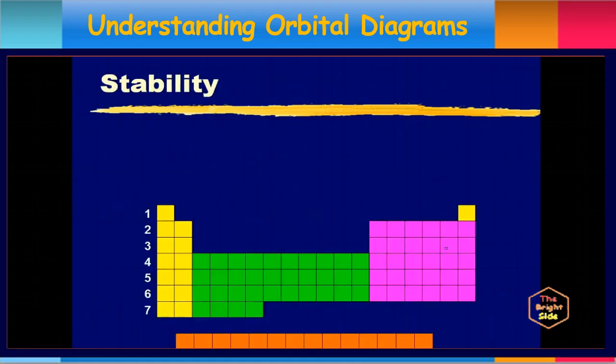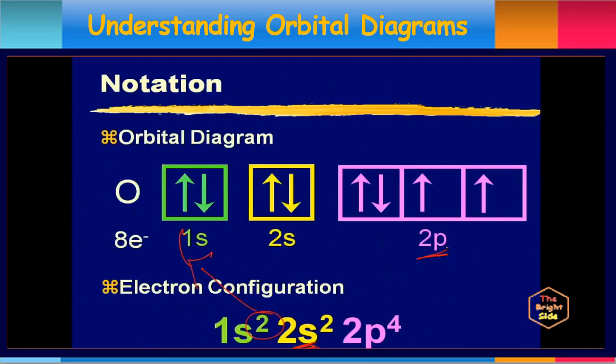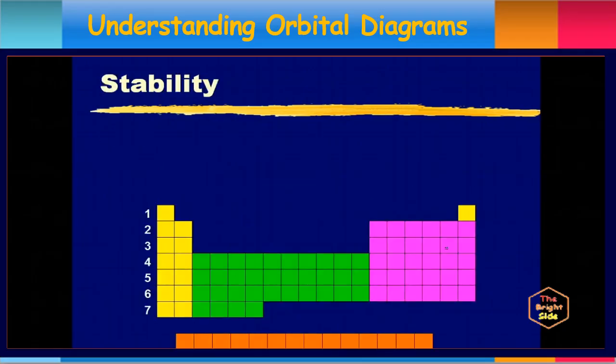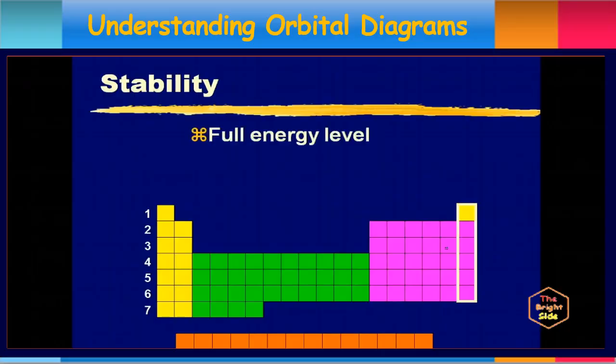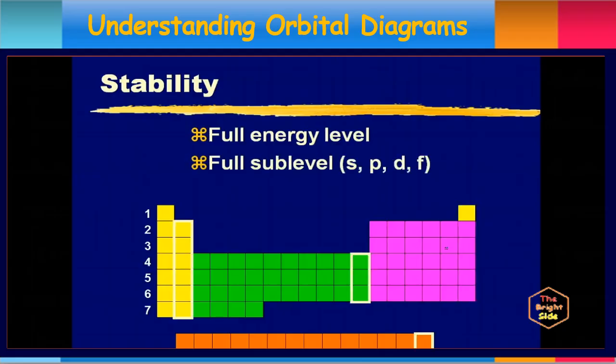All right, well, let's talk about stability. When you think about this in terms of the orbital diagram, it makes a lot of sense. What would be most stable? Well, most stable is going to be any full energy level or any box that has everybody 1 up, 1 down. Everybody has a pair. The next most stable is going to be your completely full orbitals, even though maybe the entire energy level is not filled. Okay, so a full S, a full P, a full D, a full F.